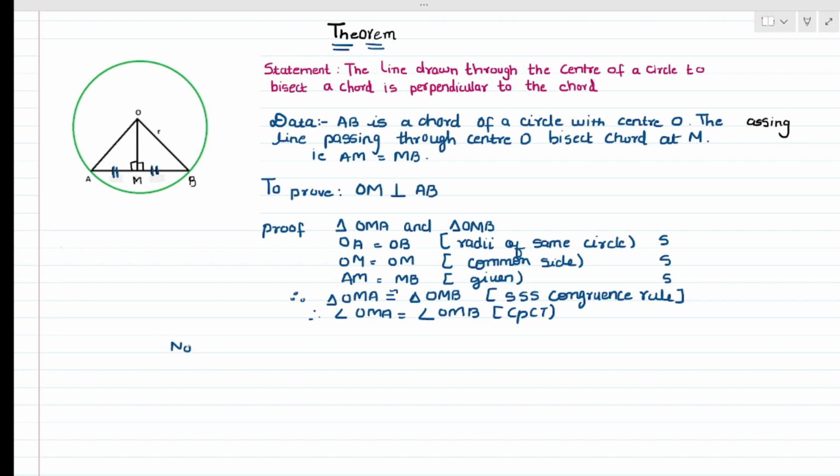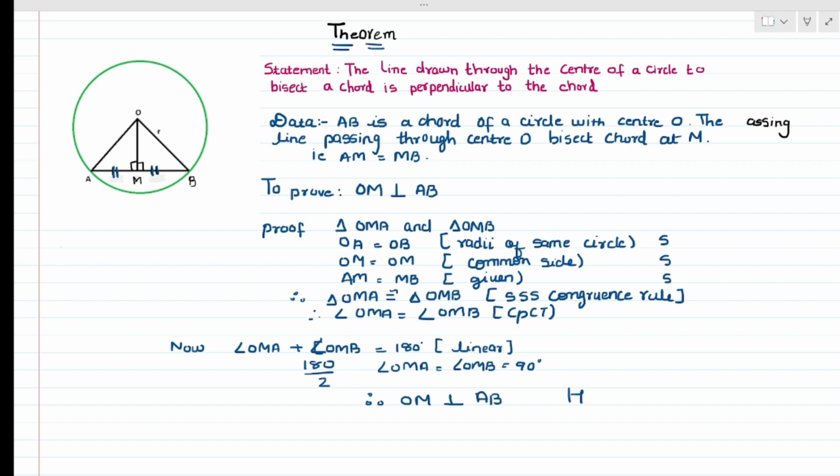Now, angle OMA plus angle OMB is equal to 180 degrees because they form a linear pair. So if we divide 180 by 2, we get angle OMA equals angle OMB equals 90 degrees. Therefore, we can say that OM is perpendicular to AB. Hence proved.